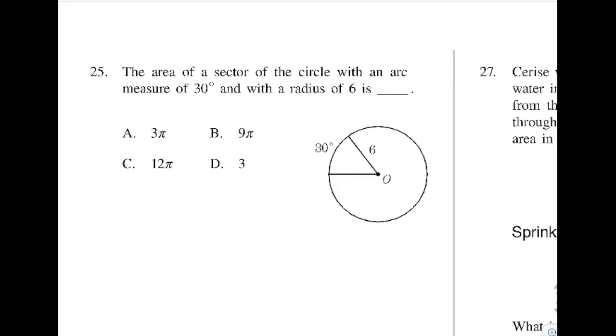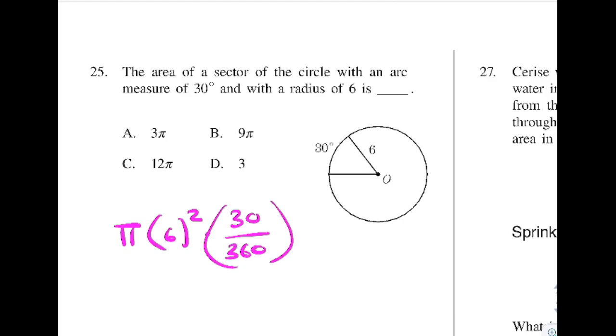Okay, number 25. The area of a sector of the circle with an arc measure of 30 and radius of 6 is what? We're talking area of a sector again. So pi r squared times 30 over 360. And here I have 36 pi, right, 6 squared.